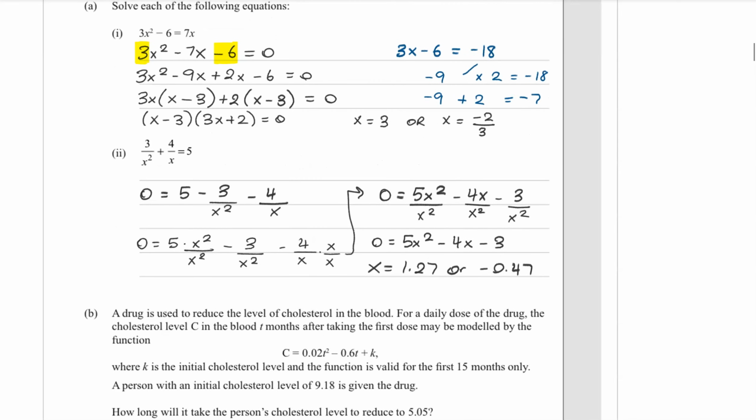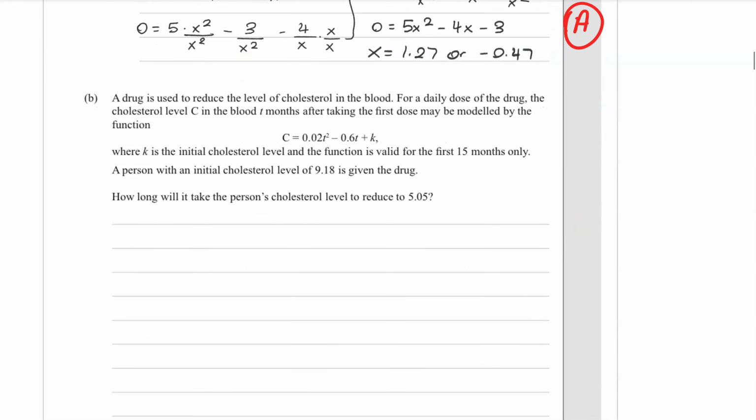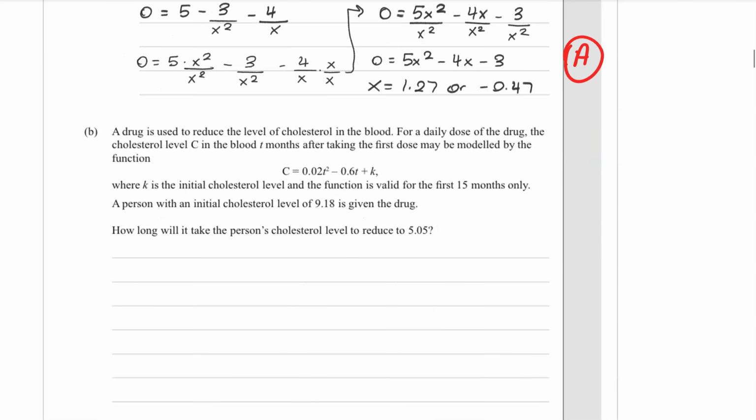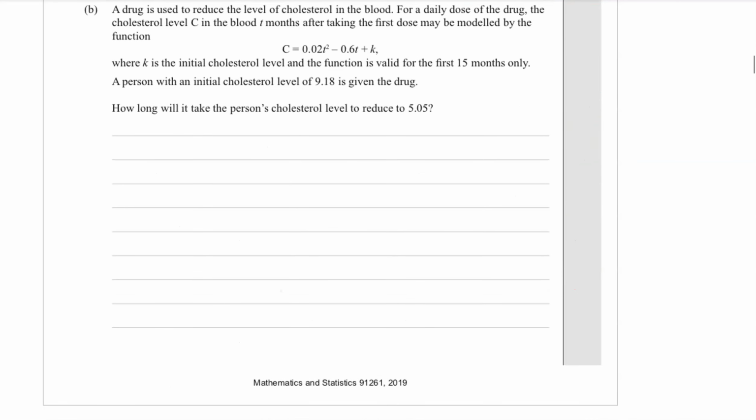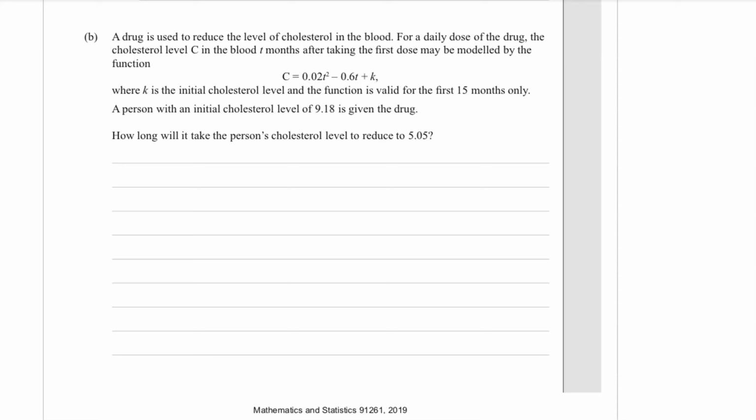So these two questions up here are for achieved, so these are achieved questions. Alright, so if you get the answer correct, you got an achieved. So this will give you an A3 for the question if you get these two correct. Now moving on to question B.